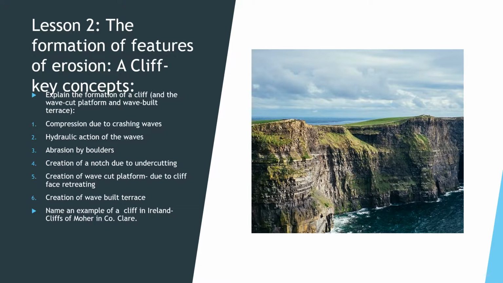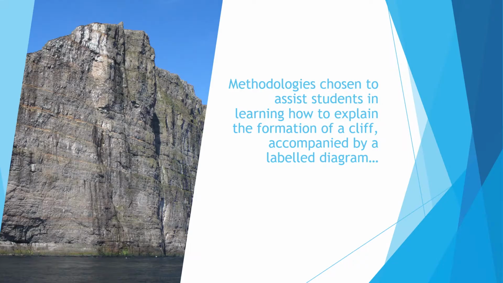Students will be able to identify and explain each of the main steps involved in the formation of a cliff, so being able to explain compression, hydraulic action of the wave, etc. Also being able to explain the wave cut platform and the wave built terrace and their relation to the cliff. They will also be able to name an example of an Irish cliff and draw a diagram and label the diagram successfully when they're being assessed.